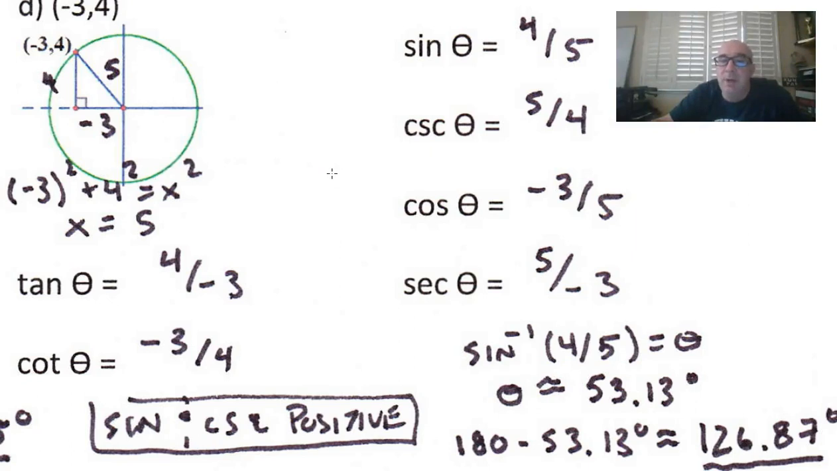Again, I just put in the values, and then I do the inverse of sine, and it gave me an angle of 53. Now 53 is in quadrant 1, not in quadrant 2. So to get the proper reference angle, I take 180, subtract the 53, and I find out that the angle that would produce those numbers would be 126.87. So Pythagorean theorem, set up the relationships, and find the angle.